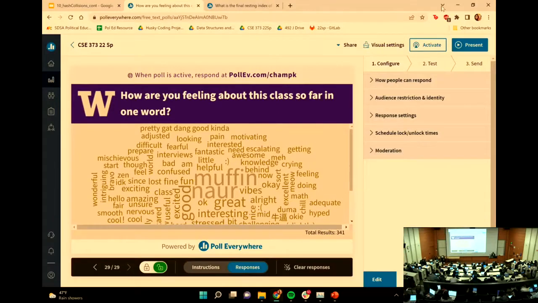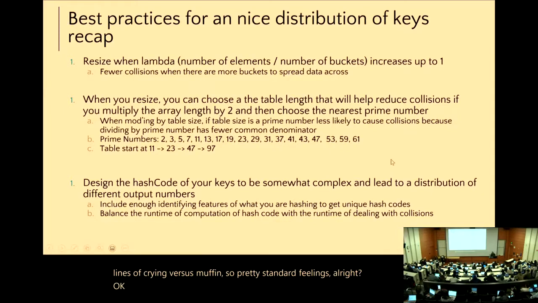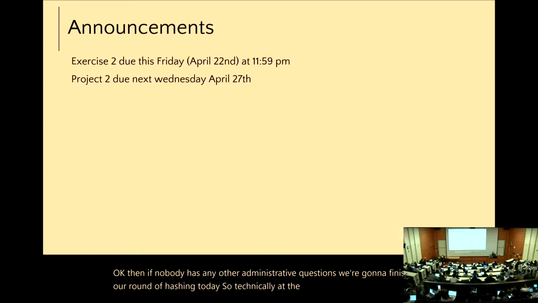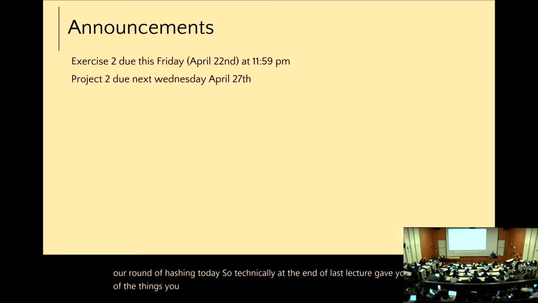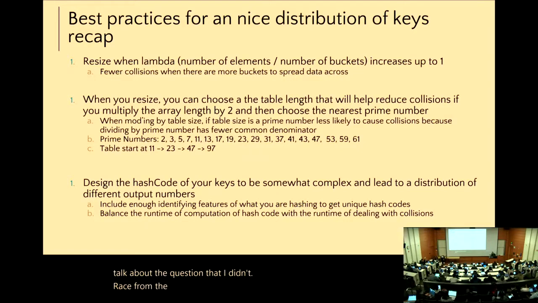All right. Okay. Then if nobody has any other administrative questions, we're going to finish up our round of hashing today. Technically the end of last lecture gave you all of the things you needed for the programming assignment, except let's be real, I needed things to be said to me more than once to fully understand them. So I'm going to go over those things really briefly here. And then we're going to talk about the question that I didn't erase from the poll everywhere, what this thing called linear probing is, and some of the other different designs behind hashing.